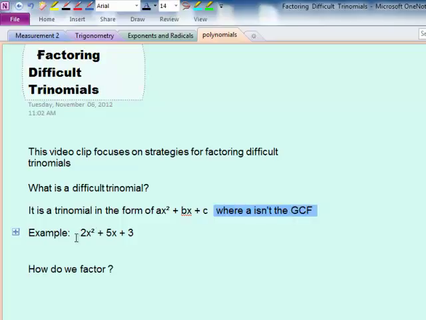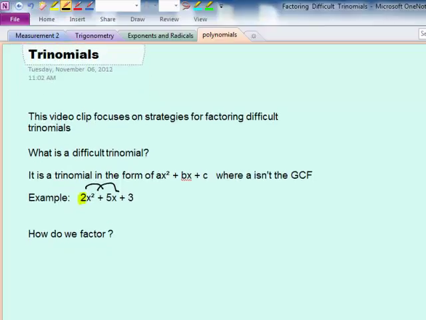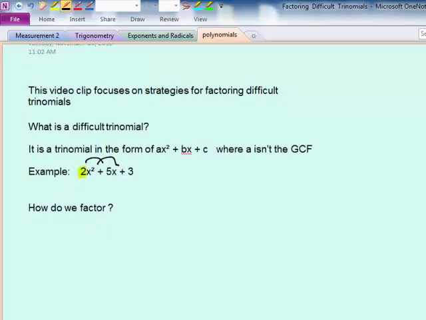So what that means is the number in front of the x squared is not a 1, it's a number that cannot be divided into the other two numbers. So in other words, there's no GCF and there's a coefficient in front of the x squared. It's really important to recognize that. And that's called a difficult or hard trinomial.